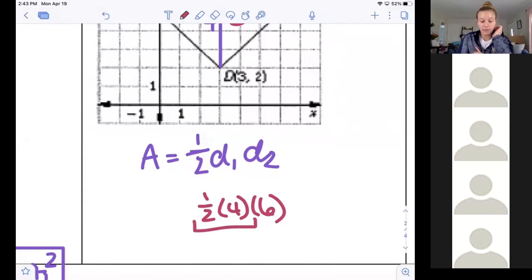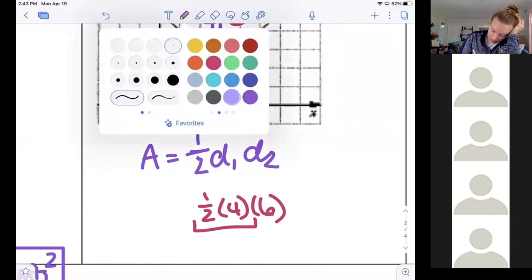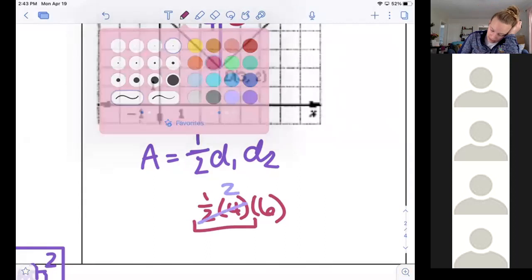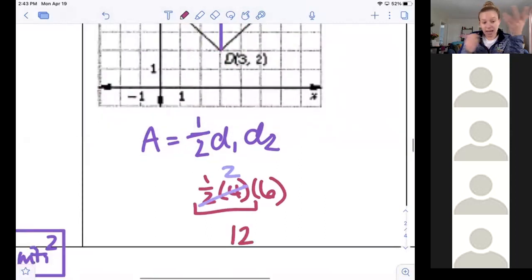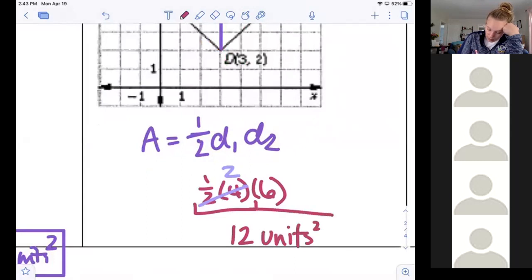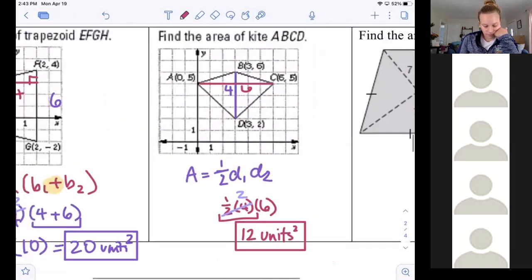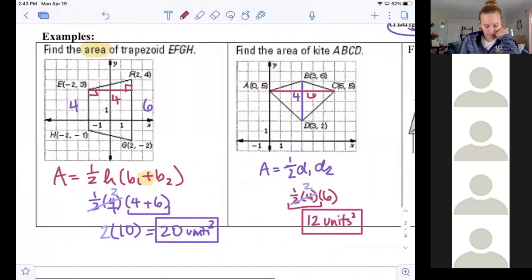You've already used it. So I'm going to do 1/2 of 4 because I know easily that's just going to be 2. And so 2 times 6 is going to be 12. And again, I have no units, so either do a U squared or unit squared. Any questions on that? Okay, I got one more.